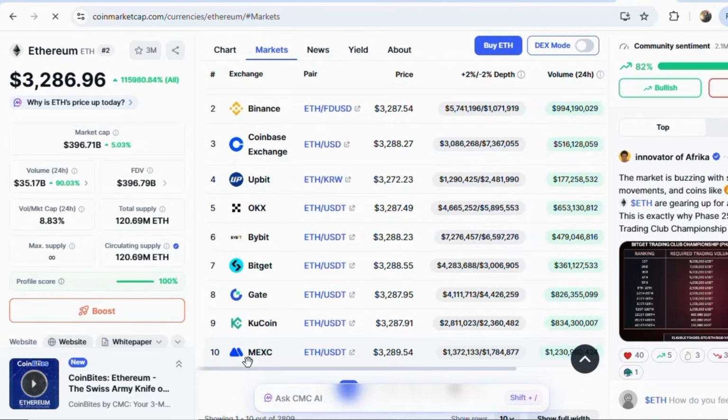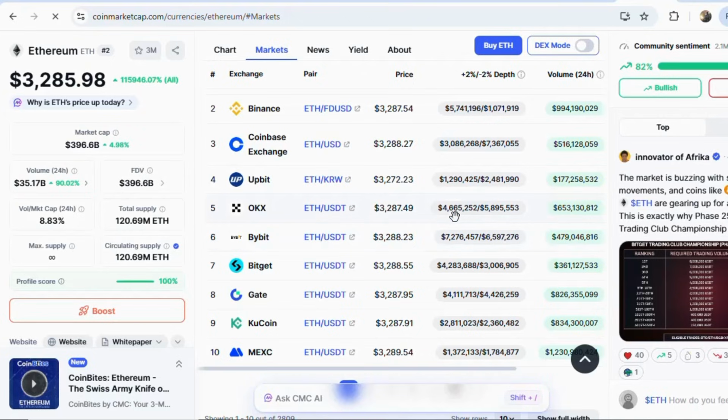You can see Mexi, sellers are more. Sellers are putting in more money, so the market is likely going to come down. On KuCoin, buyers are putting in more money, 2.8 against 2.3. On Mexi, 1.3 against 1.7. On Gate.io, 4.1 against 4.4. So on Gate.io, the sellers are even more. On Bjet, the buyers are more, 4.2 against 3. Okay. Bybit, the buyers are more, 7.2 against 6.5.